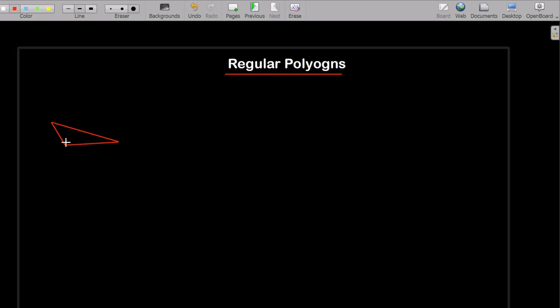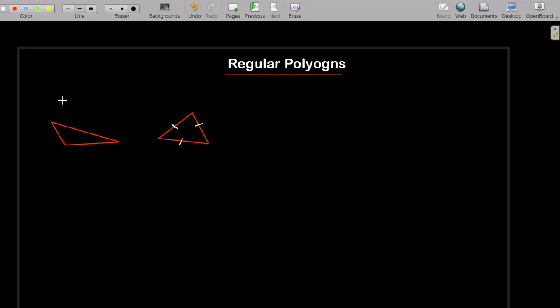Are all the sides equal? No. So this is called an irregular triangle. And if I draw an equilateral triangle, let's say all three sides are equal, this is an equilateral triangle. So in this one we say that this is a regular polygon, a regular triangle.